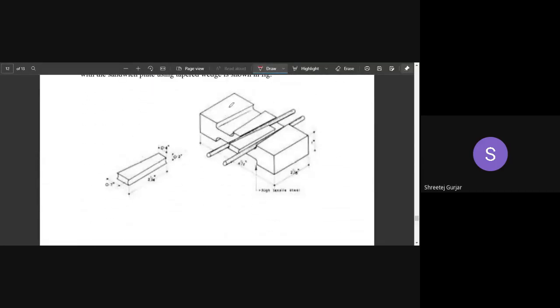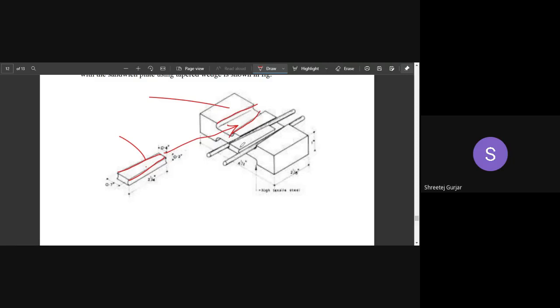This is your sandwich plate, the plate they use in the Magnel-Blaton system, and this is your wedge. The wedge goes inside this gap which is provided here, you can see. The wedge is a tapered one, and the gap here is also tapered, exactly the size of this wedge. So it fits exactly in this space over here.